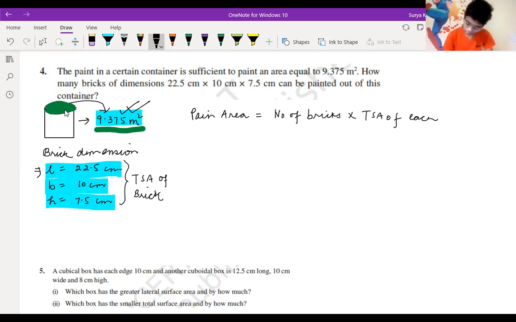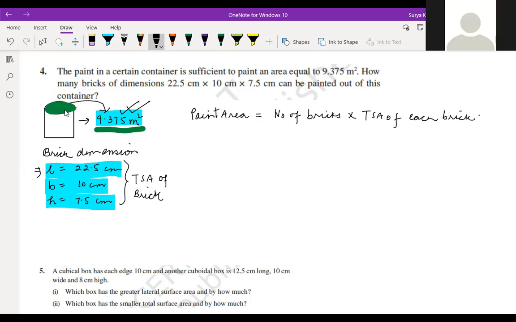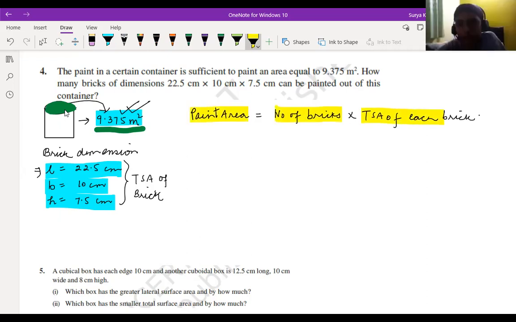Sir, I think we need to find it by multiplying 22.5 and 10 and 7.5 and dividing it by 9.375. Why are you doing it like that? Sir, because to find out. Simply, do you understand this formula or not? See the formula, then you can understand what you should do, whether to multiply or divide, to find the number of bricks.